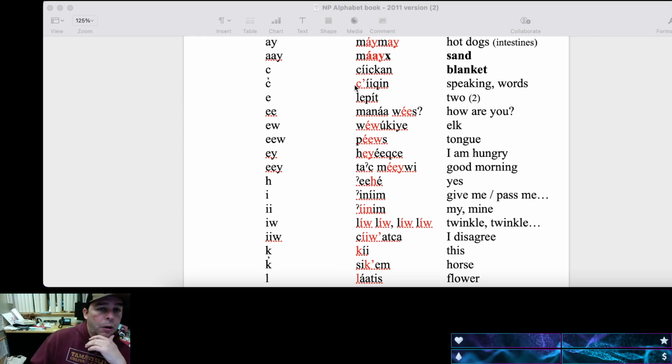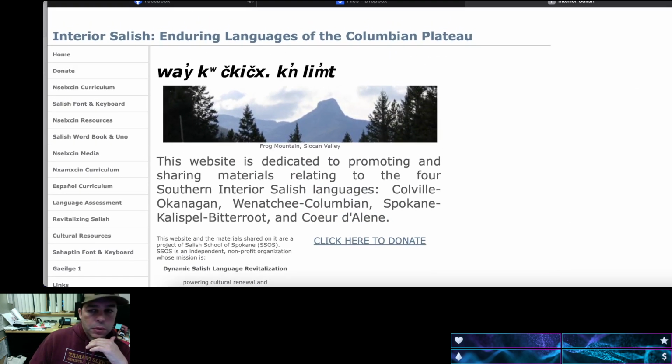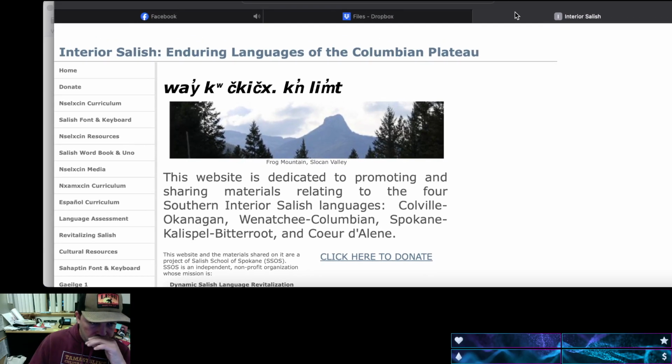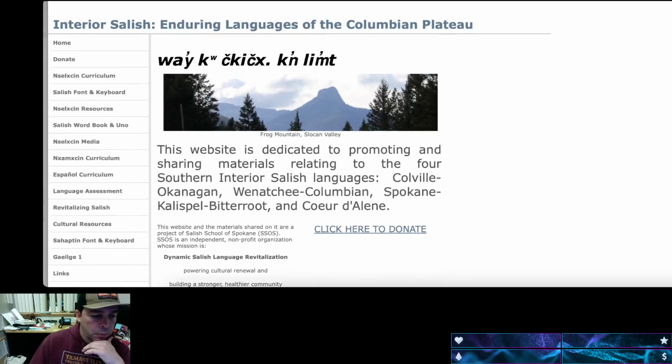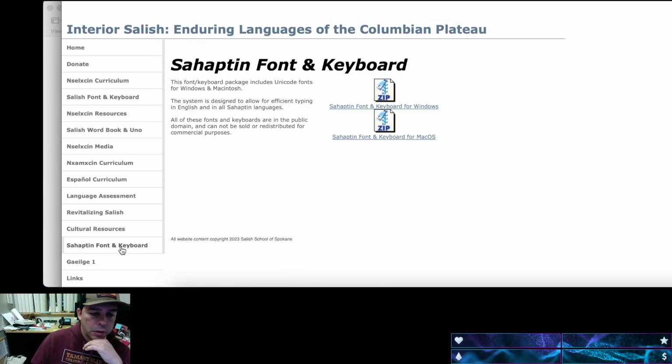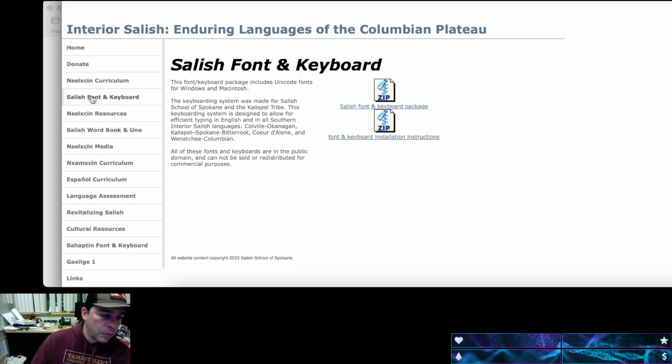On the computers, I'm using this one, courtesy of Kristen Parr. You go to interiorSalish.com, scroll down and install the Sahaptin font and keyboard there on the left. I didn't find the keyboard in there, so I installed the Sahaptin one and the Salish one, and I've gotten everything that I need.